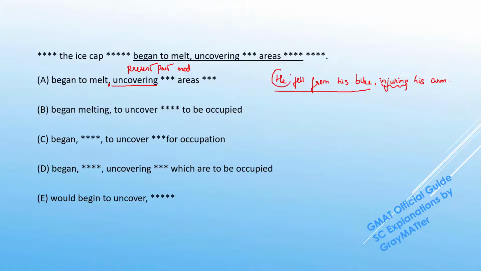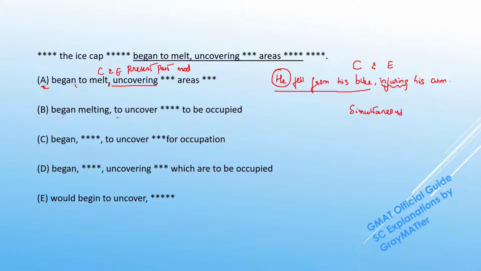So in this case, we have injuring his arm modifying the entire clause in front of it, and this particular action would apply to the subject of the clause. And in this particular sentence, the meaning that is being conveyed is a case of cause and effect. The other meaning that can be conveyed by using a present participle modifier at the end of the clause is simultaneous actions. So one of these things can work. It could be a cause and effect or a case of simultaneous action. So what we can see here in this question is that the ice cap began to melt, uncovering these areas which were to be occupied. So this is a clear case of cause and effect. This meaning works, so we can keep A.